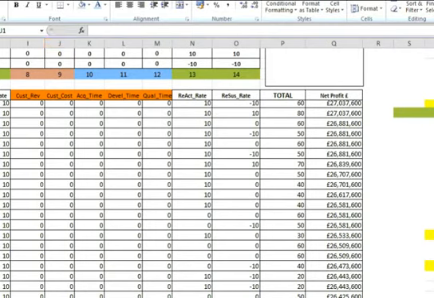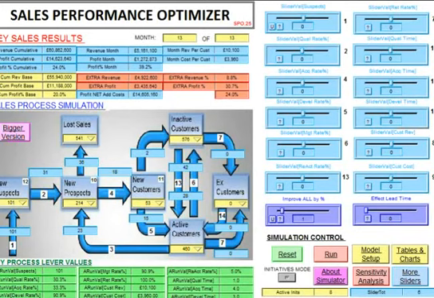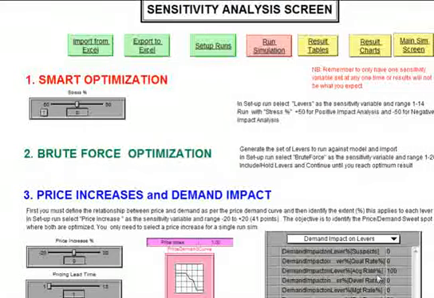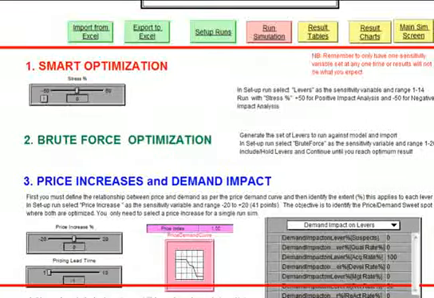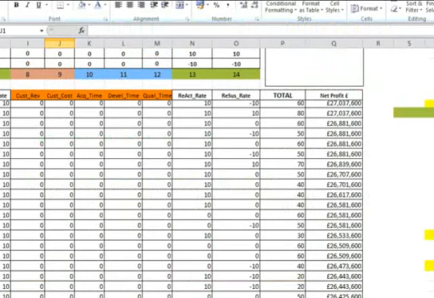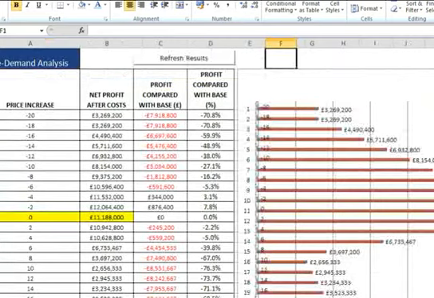So the final thing I'll show you here is price and demand. There's always a relationship between increasing price and the effect on demand, and generally if you increase price, your demand will go down. So there is what I would call a price demand sweet spot, and we can again use the simulator automatically to find the price demand sweet spot.